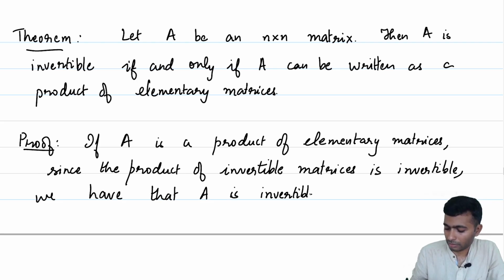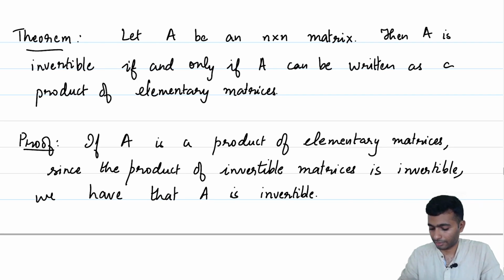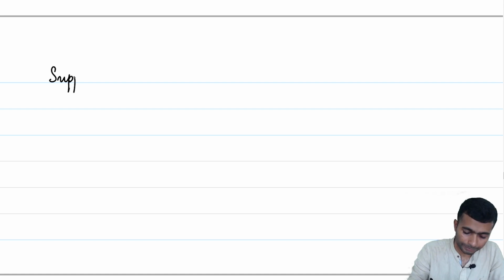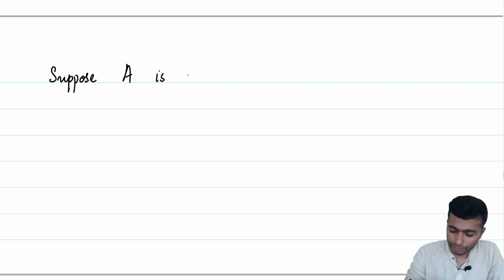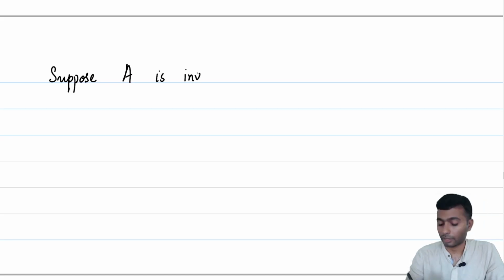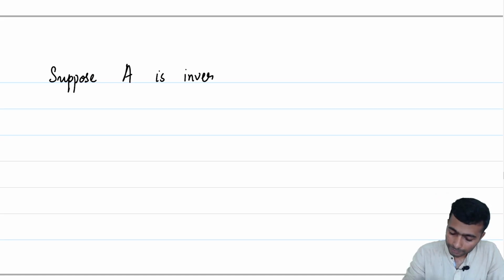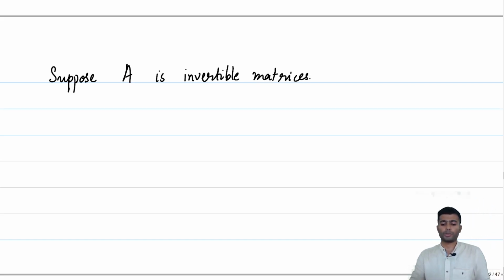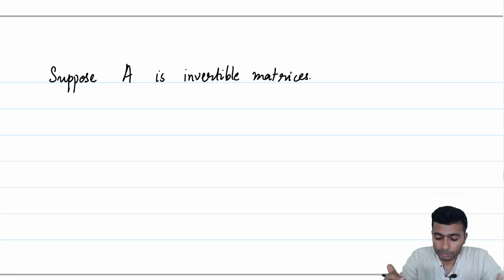Okay, so let us try to prove the other direction. Let us start with an invertible matrix. Suppose A is invertible. Let us try to write A as a product of elementary matrices. Okay, how do we go about doing that? Suppose A is an invertible matrix.